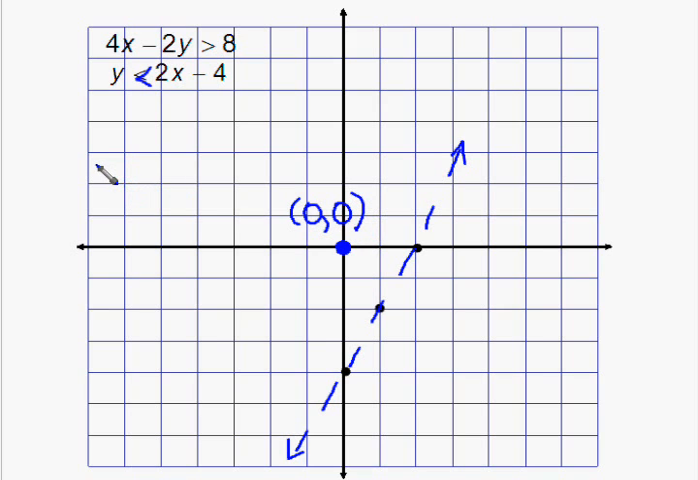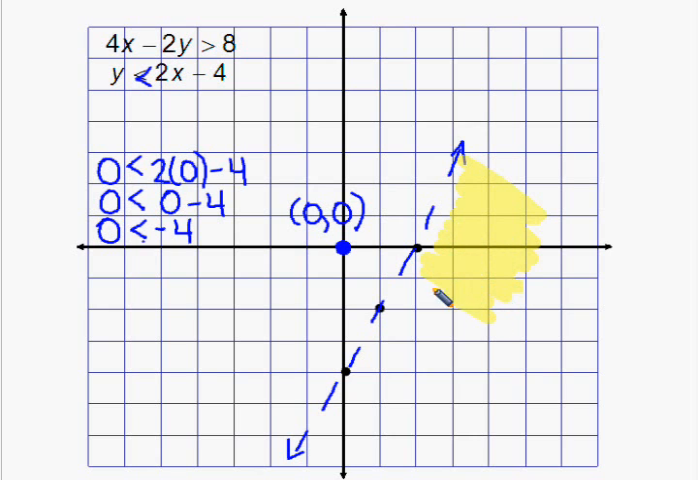0 is less than 2 times 0 minus 4. That gives me 0 is less than 0 minus 4, which gives me that 0 is less than negative 4. Now that is a false statement. 0 is not less than negative 4. So when the test point does not satisfy the inequality, what you want to do is shade the side of the line that does not contain the test point. So we do end up shading below the line here.